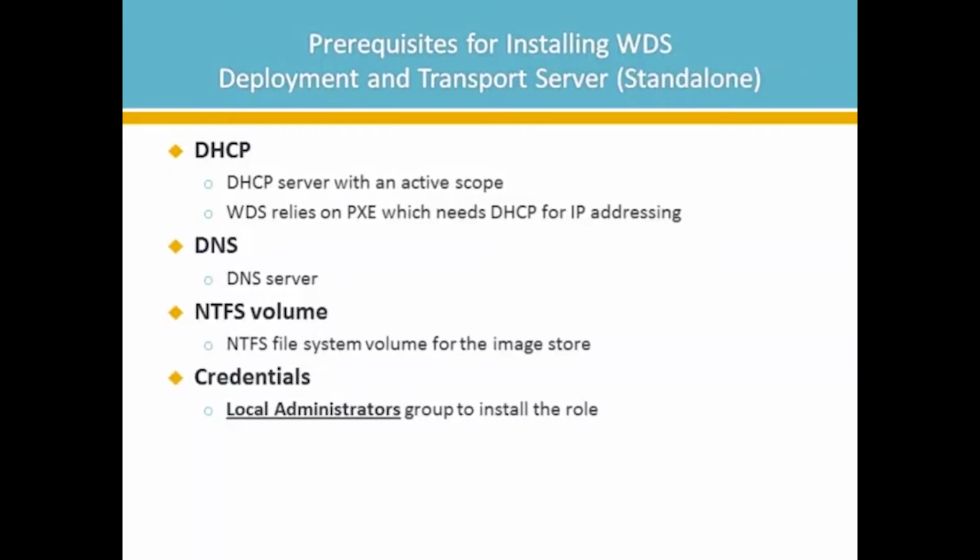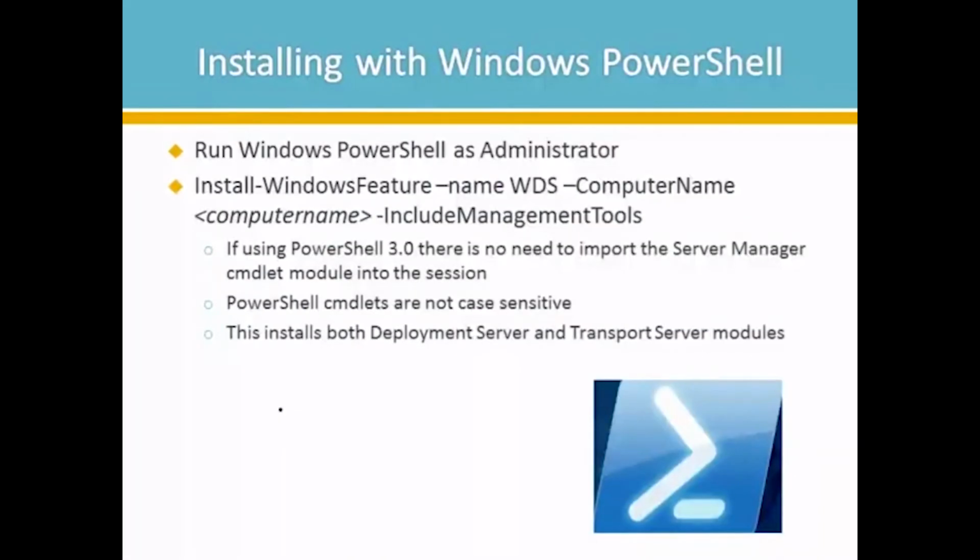Well, what if you're installing WDS in a standalone environment, meaning you don't have Active Directory, you don't have all this wonderful infrastructure that I've been talking about? You can install WDS all by itself, and it's known as standalone mode. You still need DHCP in the background because it has to have that active scope, and we're still relying on PXE to boot up and grab an IP address. You still need DNS so that it can find its resources, and you need that NTFS volume to store all of your images. In terms of credentials, you have to be a local administrator on that server in order to install the role.